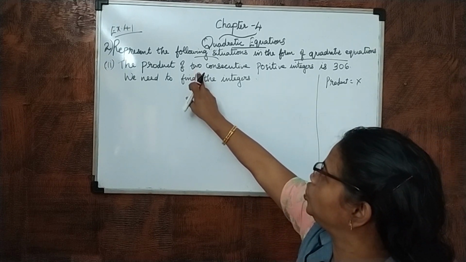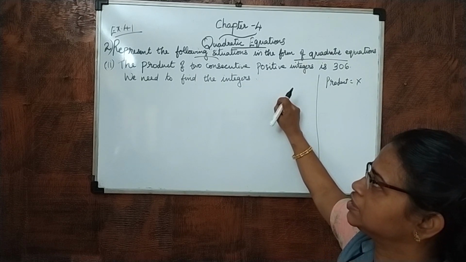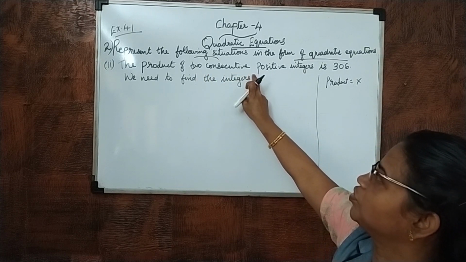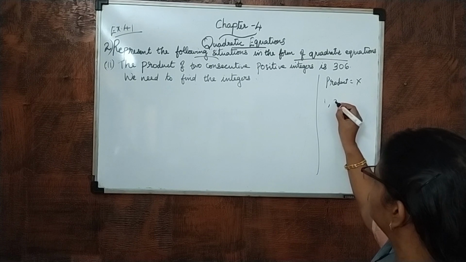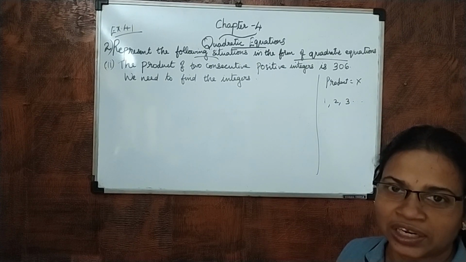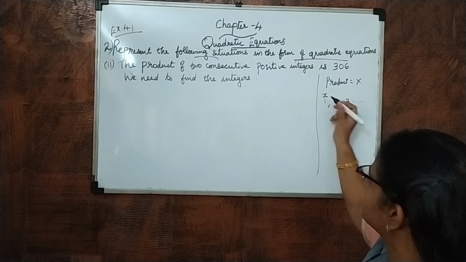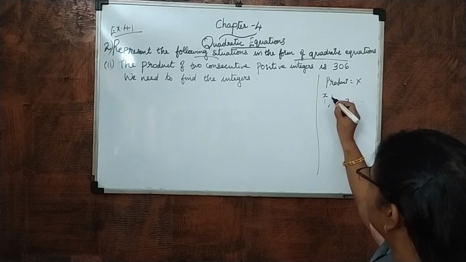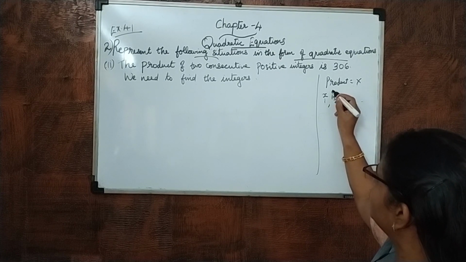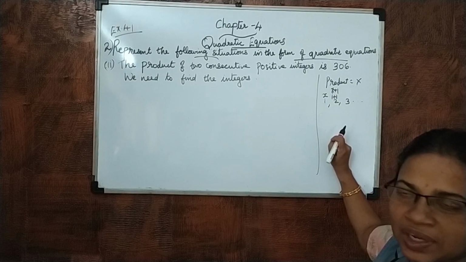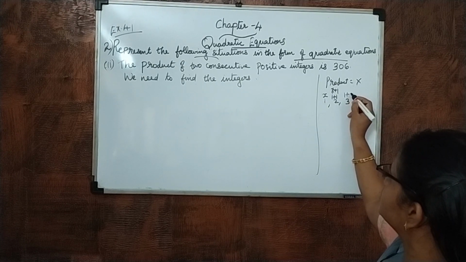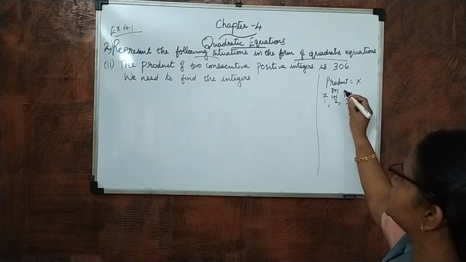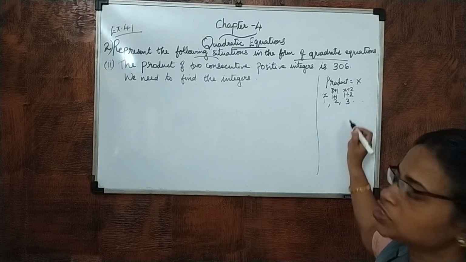Of two consecutive positive integers. Consecutive means what? Continuous. Just think about 1, 2, 3, etc. It goes on, right? If you take 1 as x, what is 2 then? It is 1 plus 1. That means instead of this one, we write it as x plus 1. Next one, we take 1 as x. What about 3? It is 1 plus 2. We have taken 1 as x, so the next number will be x plus 2.